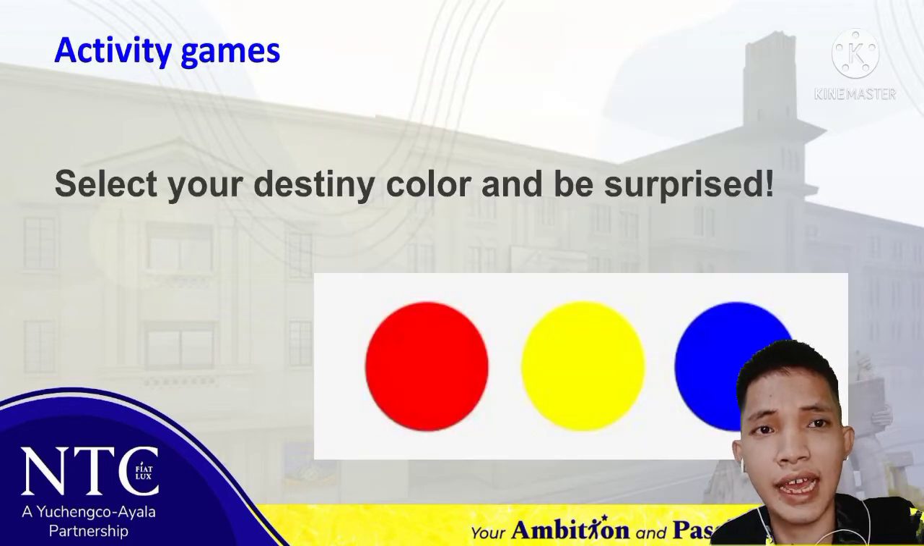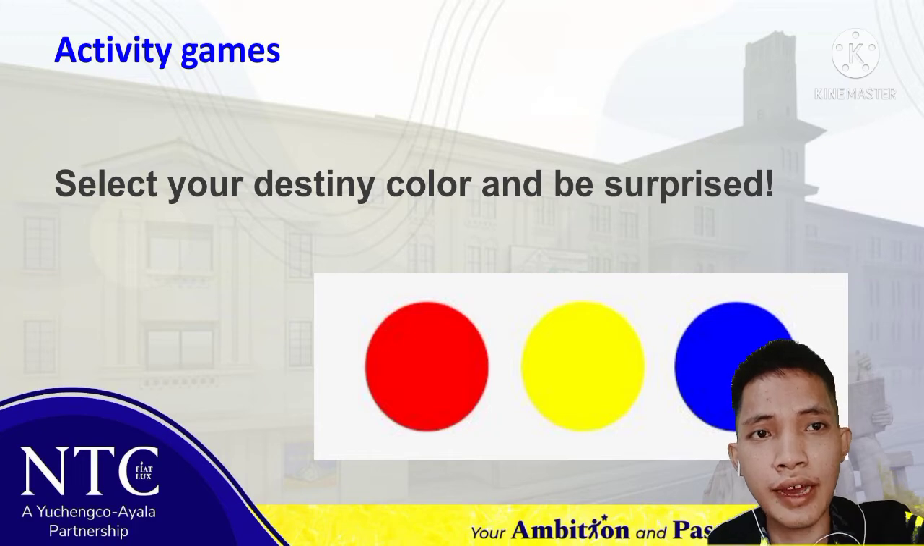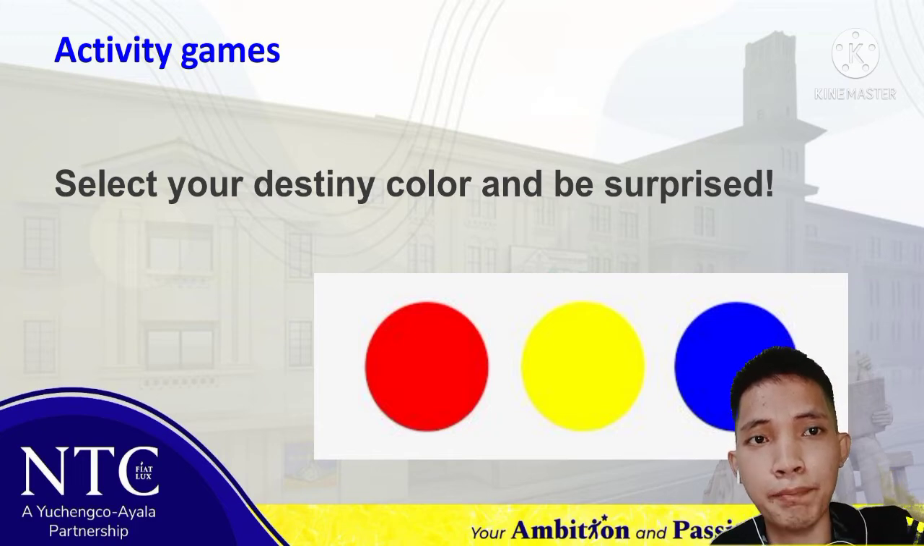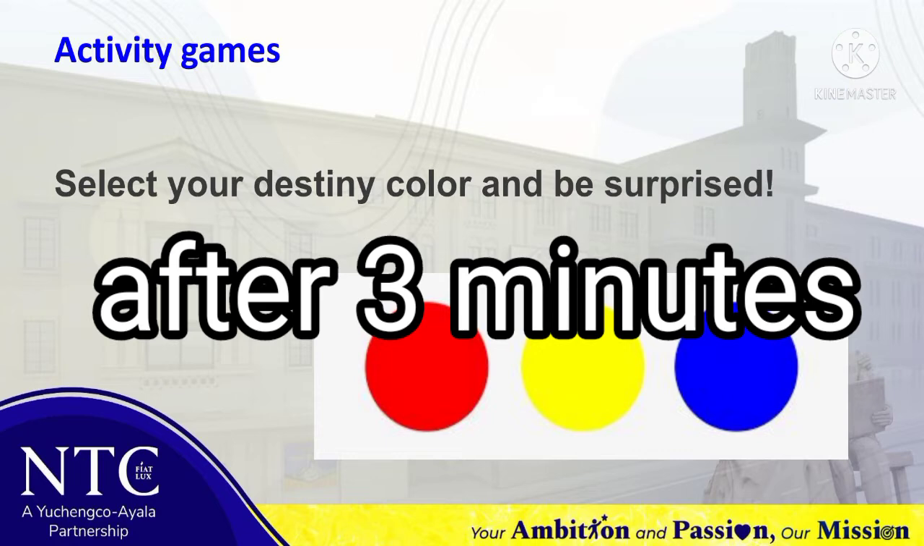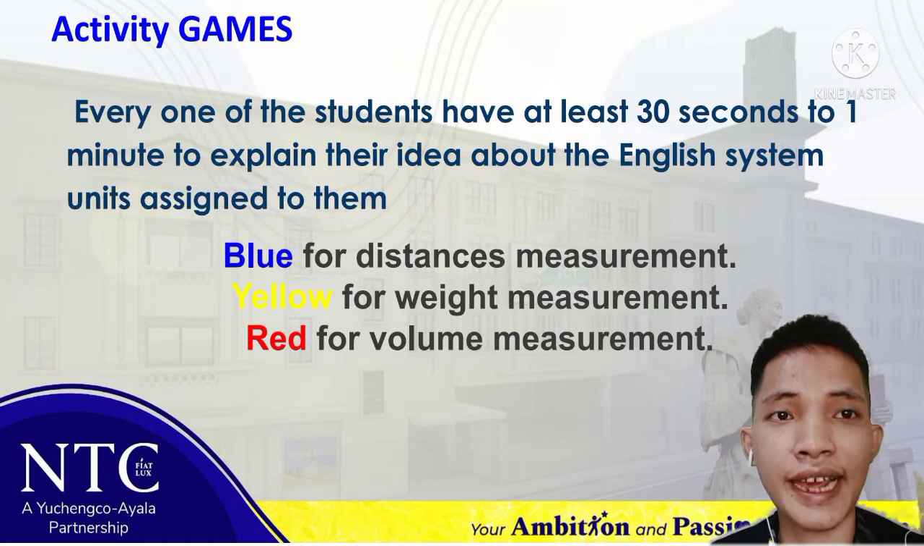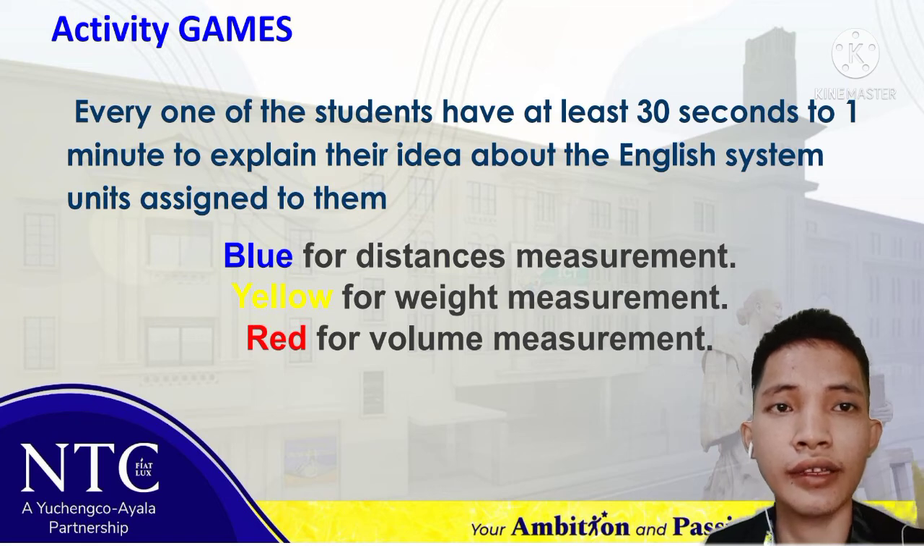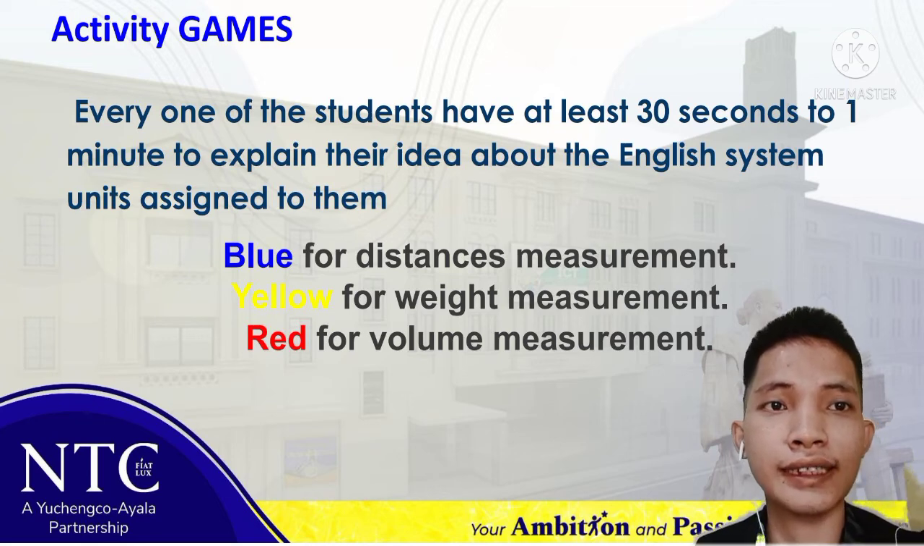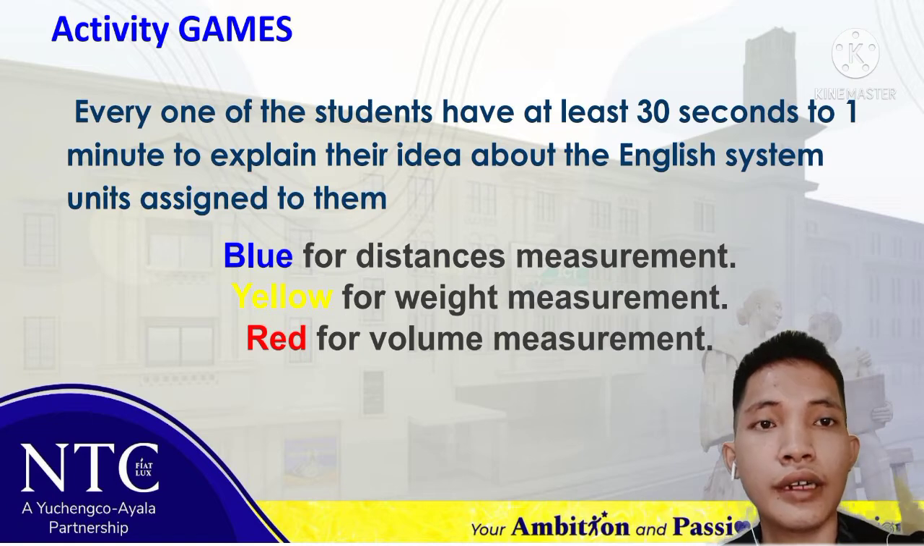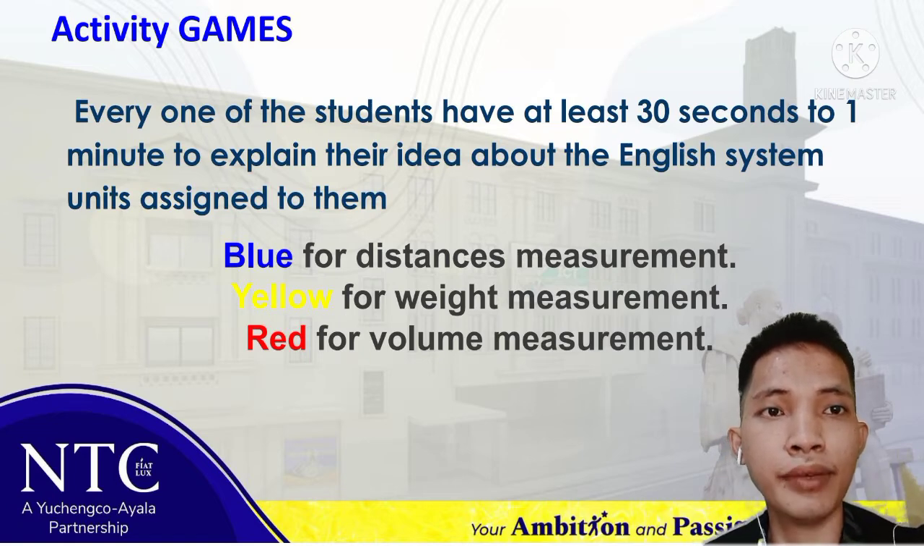Okay, class, let's start the activity games for this session. I have a primary picture here. Now, select your destiny color and be surprised. Every color has a designated measurement. Yellow for weight, blue for distance, and red for volume. Now class, I give you 5 minutes to construct your first idea about your designated measurement based on our game. And now, the 5 minutes start now.